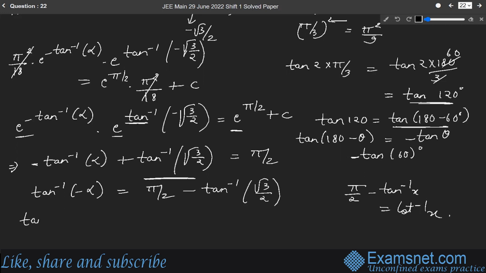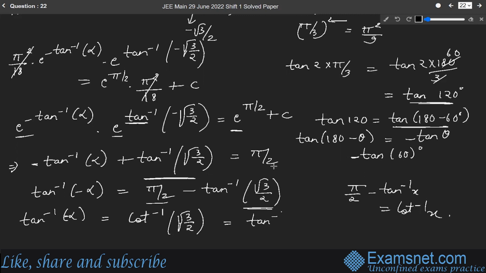So tan inverse of minus alpha will be equal to π/2 minus tan inverse root 3 by 2. See, this is in the form of π/2 minus tan inverse x. It will be cot inverse x. It means that cot inverse of root 3 by 2. Okay, now what is cot inverse of root 3 by 2?